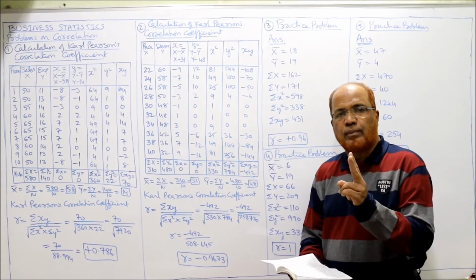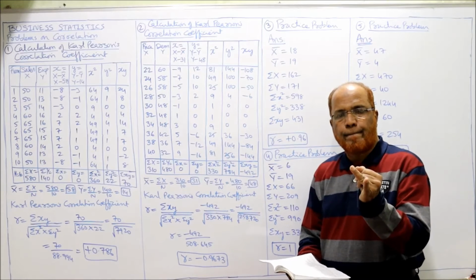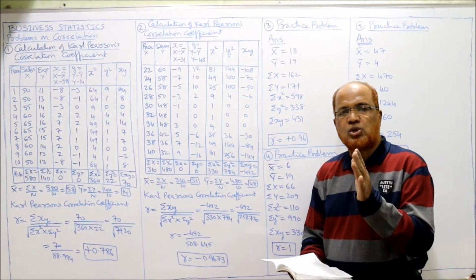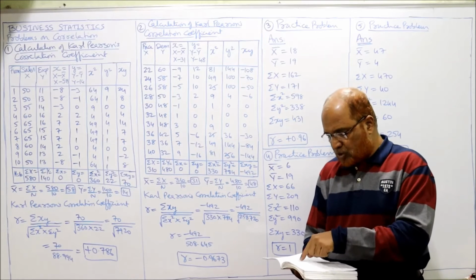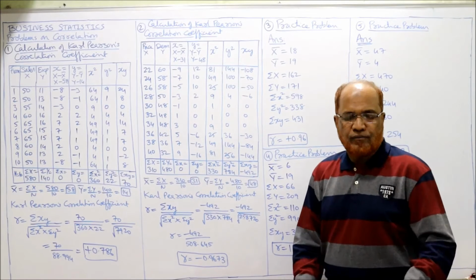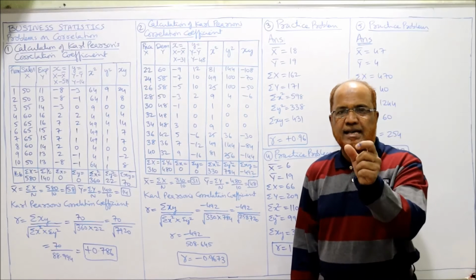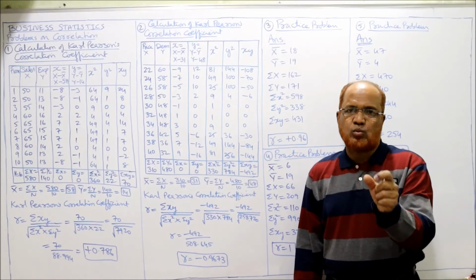So we are given two variables, price and demand, and we are required to calculate Pearsonian coefficient of correlation between the price and the demand. We suppose the price as x, demand as y.